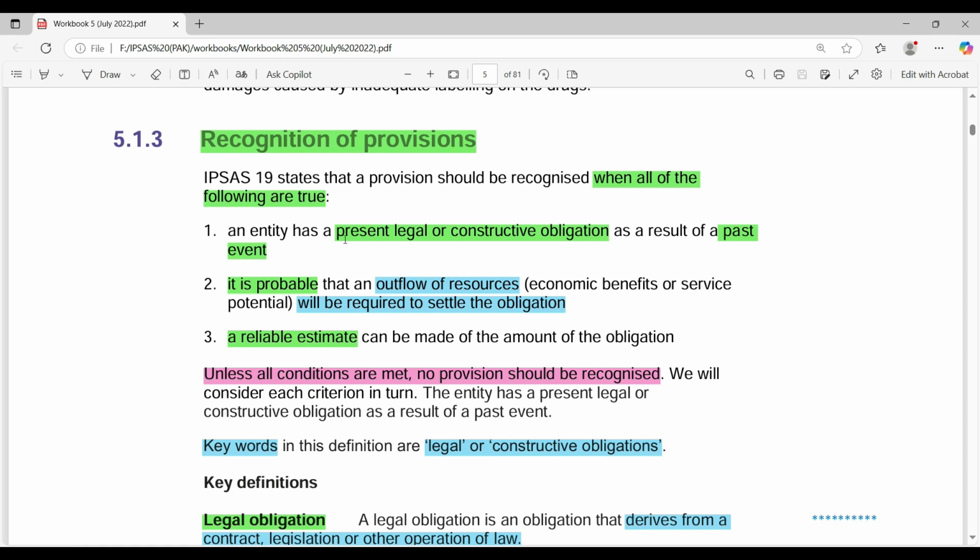Number one, an entity has present legal or constructive obligations as a result of a past event. Number two, it is probable that an outflow of resources will be required to settle the obligations. And number three, a reliable estimate can be made of the amount of the obligation.